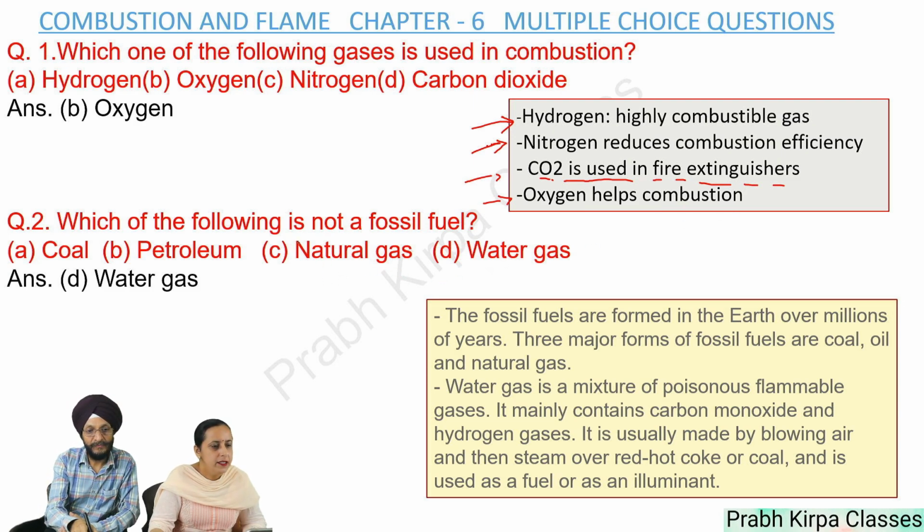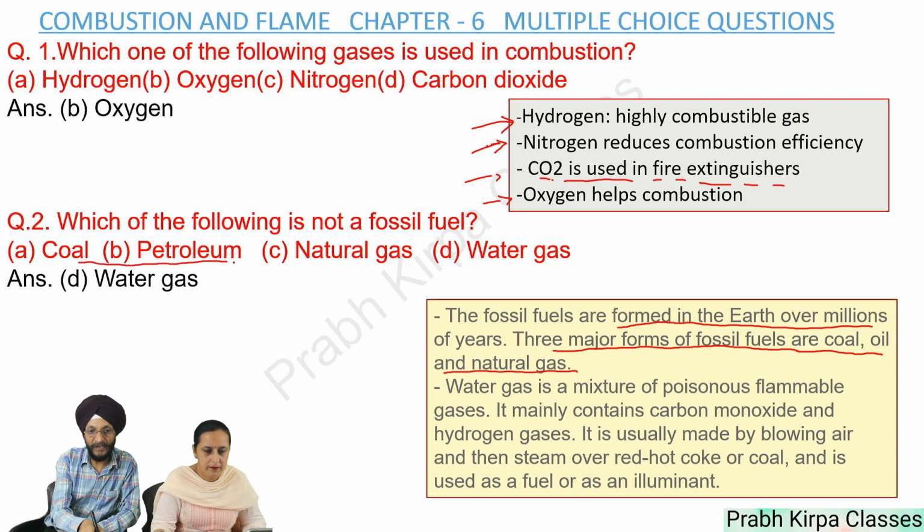Question number 2. Which of the following is not a fossil fuel? A. Coal, B. Petroleum, C. Natural gas, D. Water gas. So answer is water gas. Before giving answer to this question, we must first understand what are the fossil fuels. Fossil fuels are formed in the earth over millions of years. Three major forms of fossil fuels are coal, oil and natural gas. So these three options are fossil fuels. So the only answer which we can give is water gas.